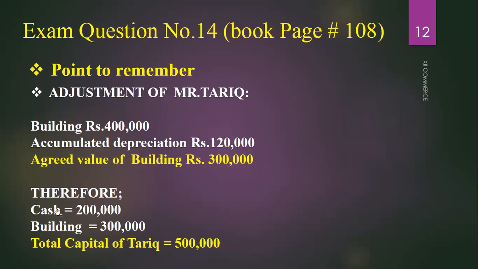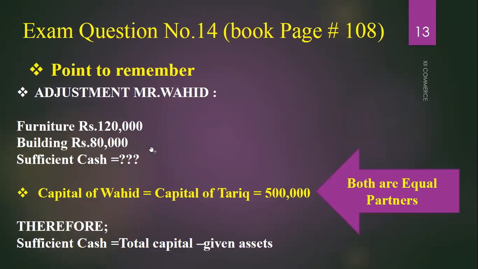Now to calculate the capital of Mr. Tariq, the cash is 200,000 which is given, and building 300,000 which is the agreed value. The total capital of Mr. Tariq now becomes 500,000. Now the adjustment for Mr. Wahid: furniture is 120, building is 80,000. It is given in the question, and he invested the sufficient cash. We don't know the value of the sufficient cash.